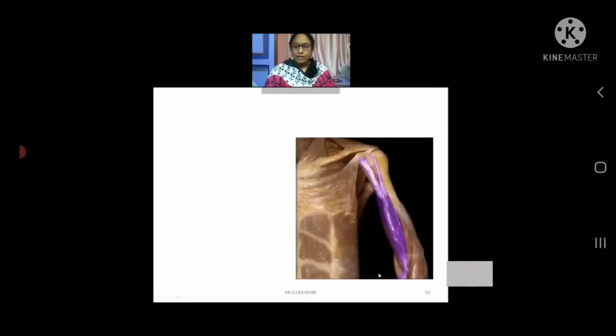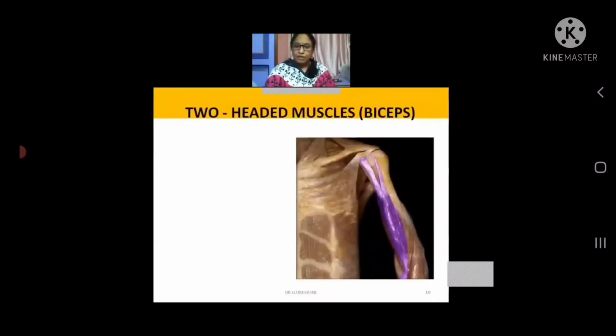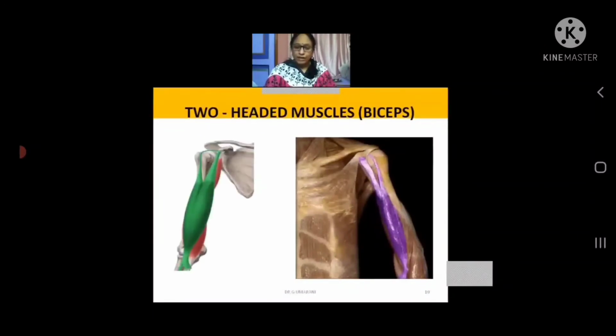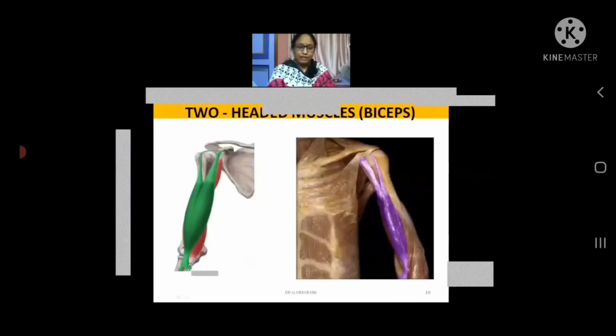So this muscle, we can identify this muscle which is having two heads and which is present in the arm region. So we call it biceps. It is a two-headed muscle, having the long head and short head, and this muscle has two types of insertion. One is with the aponeurosis insertion, and here this is that aponeurosis, and this is inserted to the radial tuberosity.